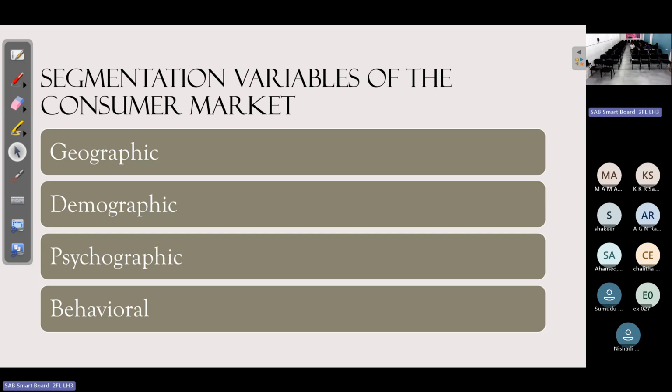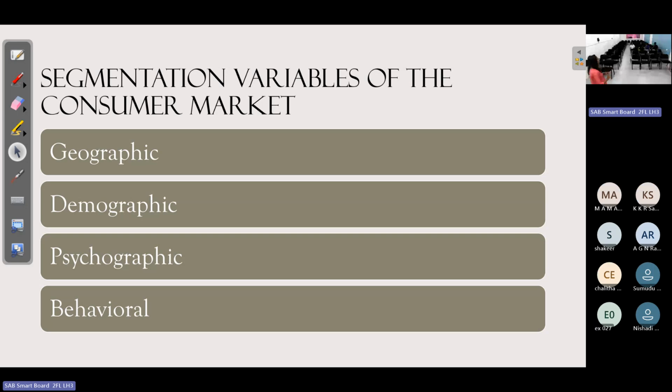Here, geographic, we can identify segments. Then demographic factors, in the sense age, gender, education level, lifestyle, income level, those are the demographic factors. Then psychographic factors, in terms of your motivation, personality, attitudes, and perceptions, we can divide. Then behavioral, in the sense of how you behave, according to that we can categorize.